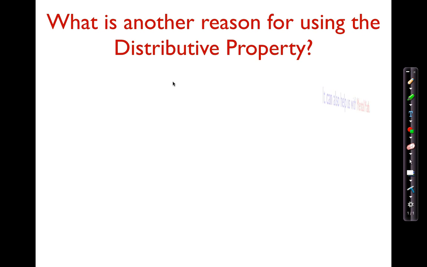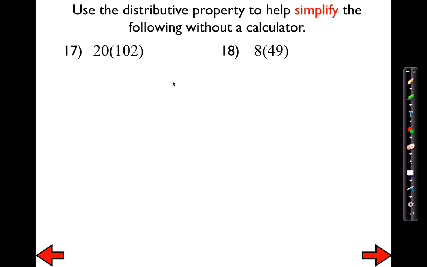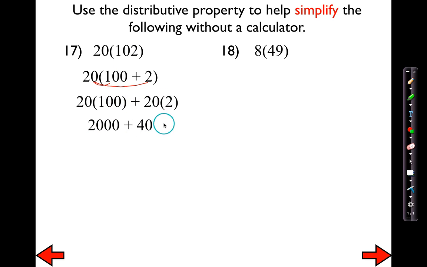Well, we can use it for mental math. Okay, so let me give you some examples. We're able to do this because we're utilizing the commutative property. So here, I can go ahead and kind of cut 102 into 100 plus 2. Now I can distribute what's 20 times 100. And then I'm going to do what's 20 times 2. And then I'm going to simplify. Well, this is 2,000. This is 40. What's 2,000 plus 40? 2,040.